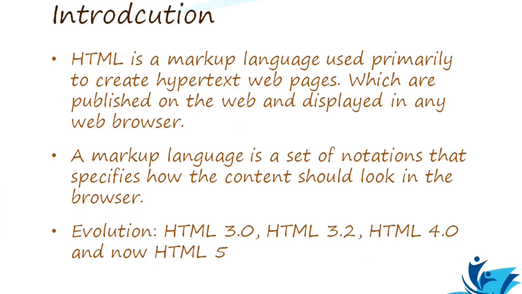HTML is a markup language, primarily used to create hypertext web pages, which are published on the web and displayed in any browser. A markup language is a set of notations that specifies how the content should look in the browser. HTML's evolution starts from 3.0 and 3.2, after that 4, and now it is on HTML5.